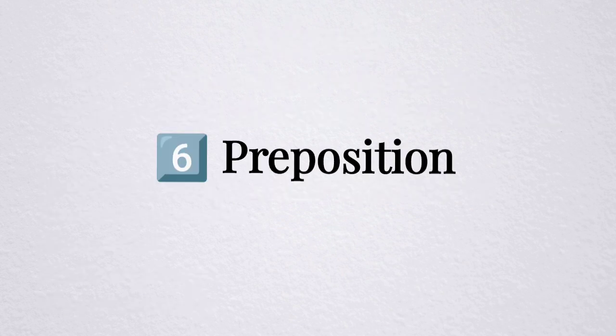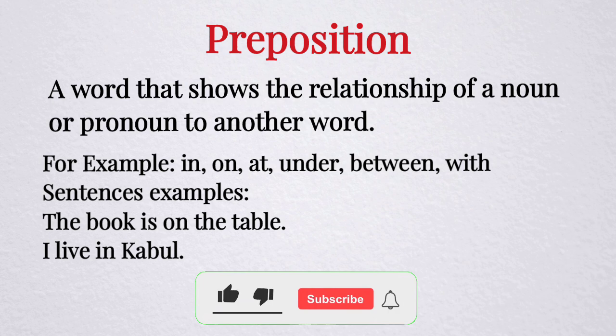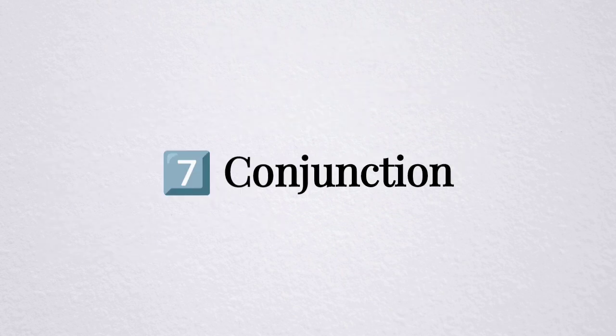Number 6. Preposition. A word that shows the relationship of a noun or pronoun to another word. For example, in, on, at, under, between, with. Sentence examples. The book is on the table. I live in Kabul.